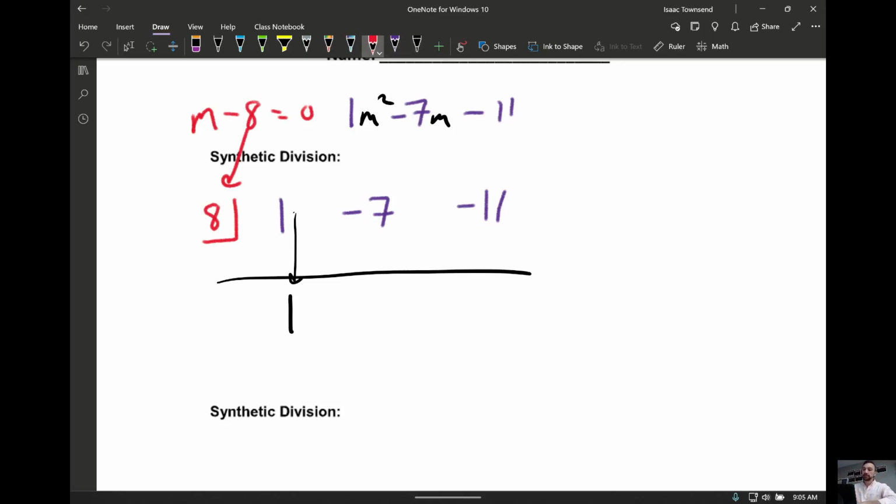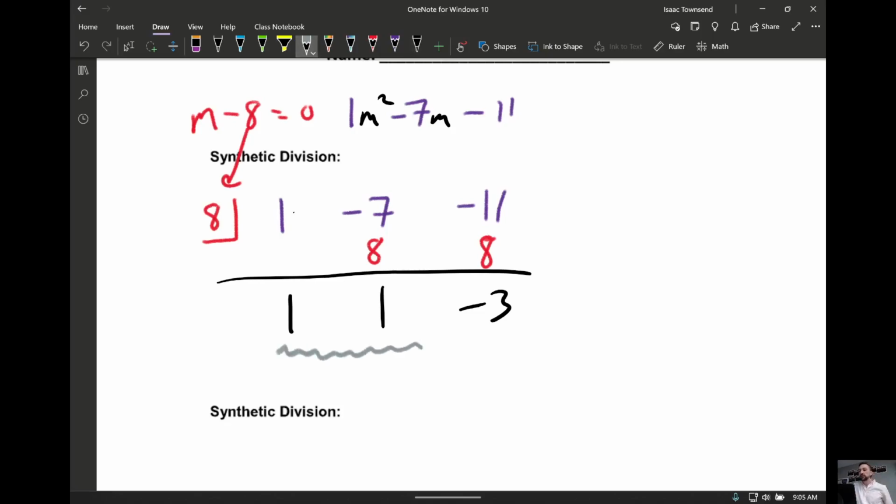And then the second step is to multiply. So these two get multiplied and go here. And then you do it again. Add down. Multiply these two and put it here. Add down. And you just keep doing that as many times as you can. Add down, multiply. Add down, multiply. Add down, multiply. Just keep going.